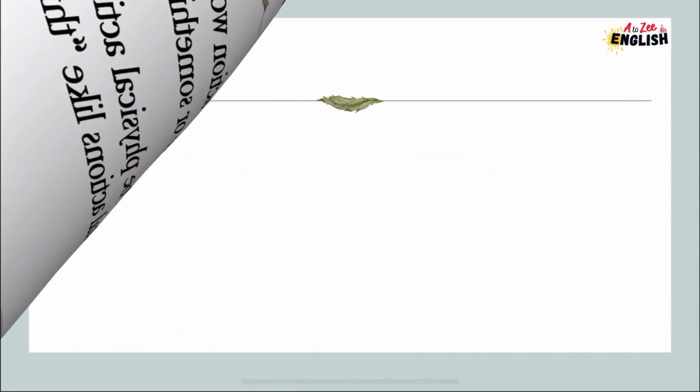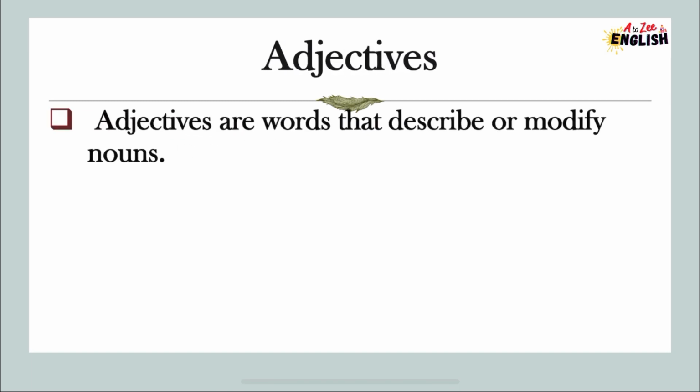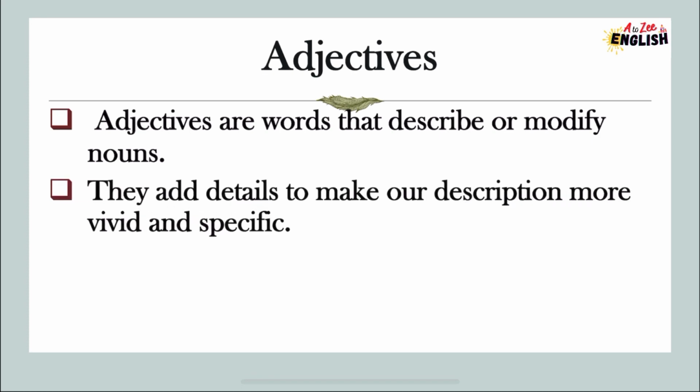The next part of speech is adjectives. Adjectives are words that describe or modify nouns. They add details to make our description more vivid and more specific.